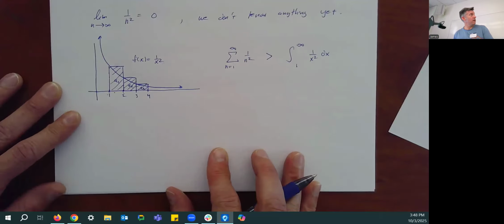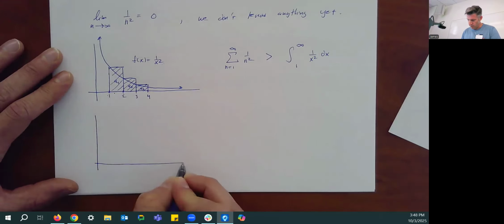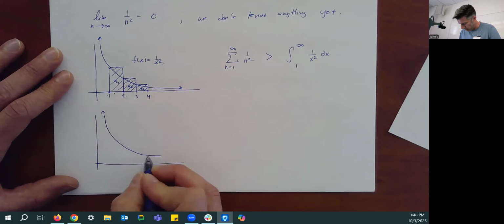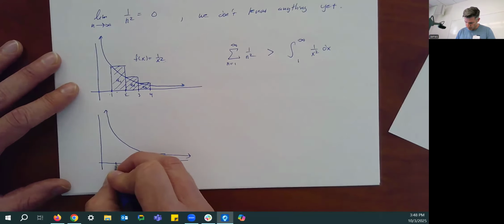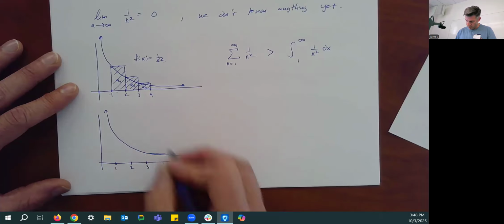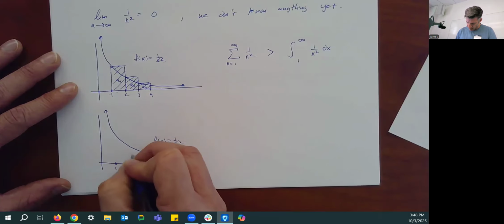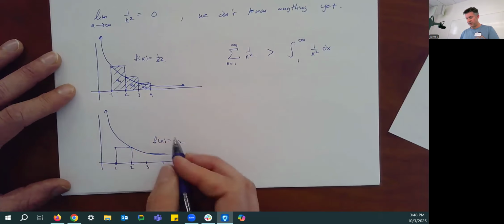In a similar way, but slightly differently, we're going to draw a similar picture. So now we're going to draw the rectangles that are underneath. Okay, cool. So we're going to start at 1 here. 1, 2, 3, 4. Same function still. And now when I draw this rectangle, I'm plugging in 2 to get the height. My height's going to be 1/4.